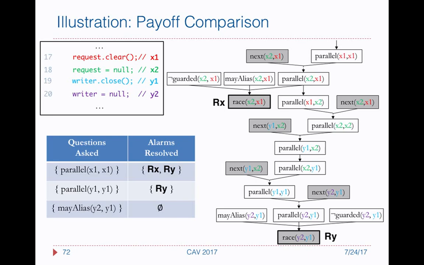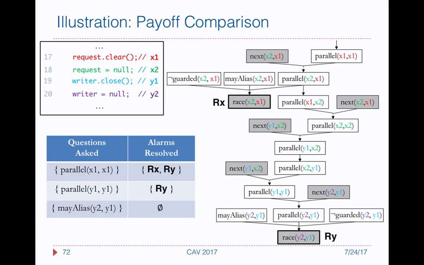Okay? On the other hand, if we make the mistake of picking the wrong question, for example, if we ask whether y1 may happen in parallel to itself in a different thread, then we only eliminate report Ry, but not Rx. So we have wasted the user's effort here.